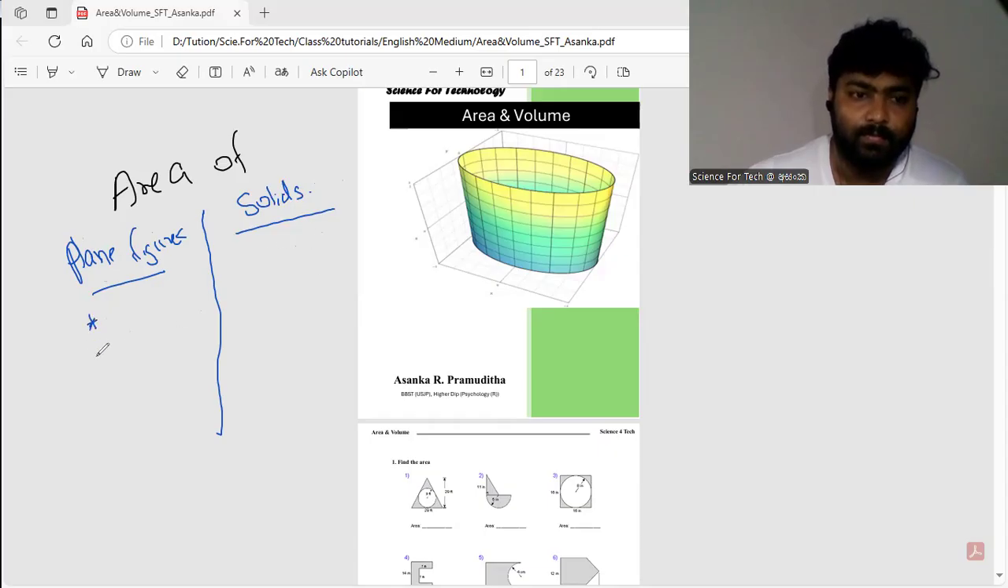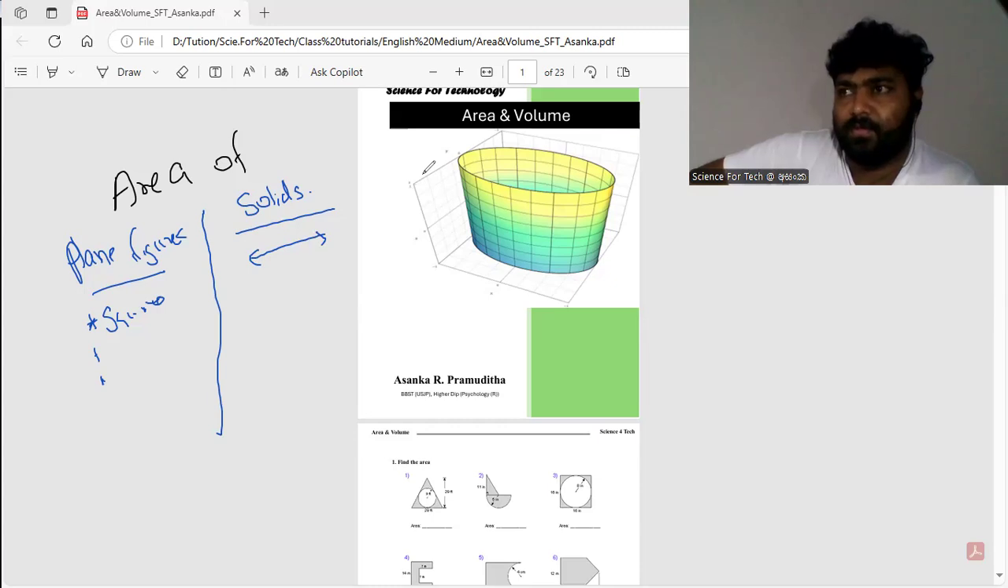What are the plane figures? Square, rectangle, circle, triangle. Those are plane figures. Then what about solid figures? Cube, cuboid, cylinder, prism. Those are the solid figures. Actually, those are solids. When we draw them on paper, they are called solid figures.